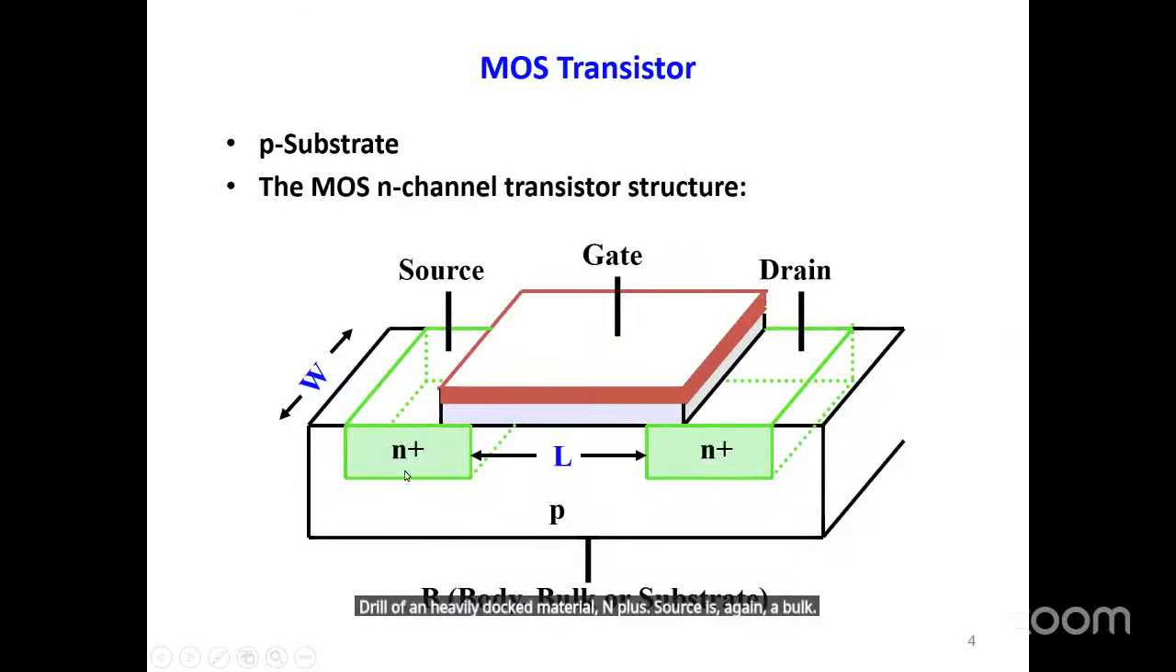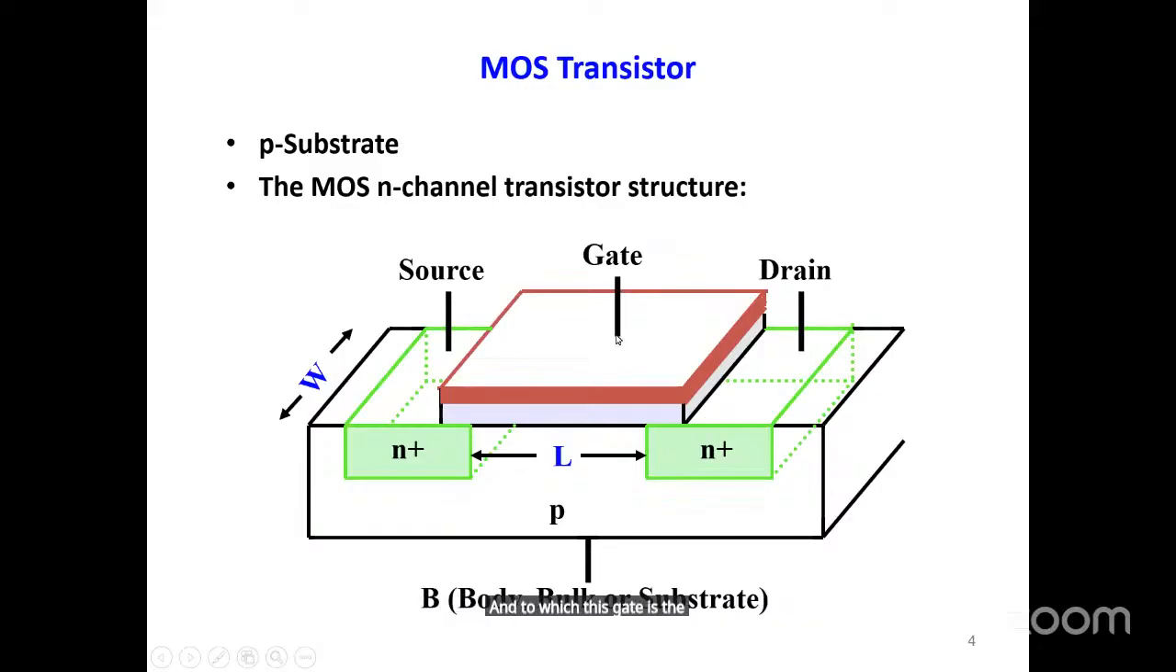Big bulk. This volume is N plus heavily doped material. This is SiO2 material, silicon oxide material. It is basically insulating material, dielectric material, to have resistivity. And on top of that, this brownish material is aluminum or metal, and to which this gate is the terminal.